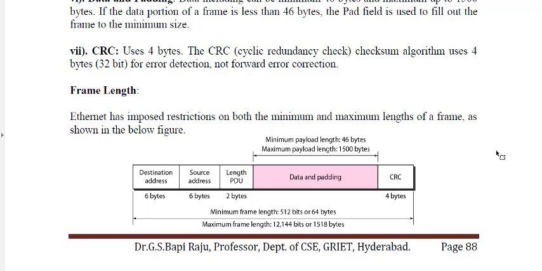If your data is more than 46 bytes, there's no need of giving any padding. And the maximum size of the payload is 1500 bytes. You can't cross 1500. That is standard in Ethernet. So that is the meaning for this data and padding. The padding issue comes only when the length of the data is less than 46 bytes. Starting with 46 and above, you don't need any padding.